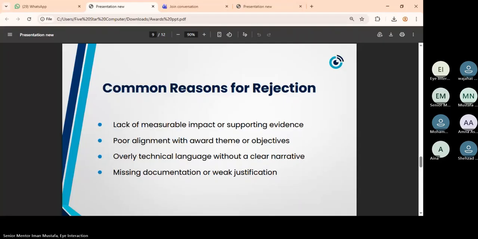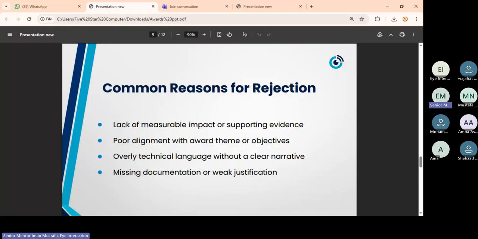The next thing is wrong award selection. It means, for example, the student is working in the banking industry, but he is selecting an award category that is based on sustainability or something else. So obviously, poor alignment with the award themes or objectives may cause rejection, right?